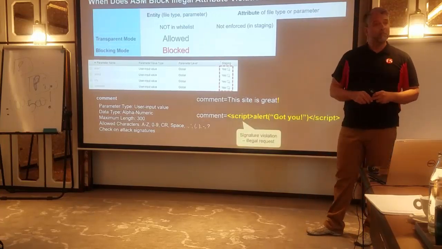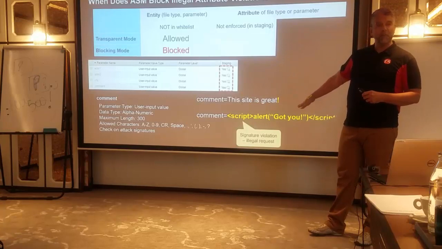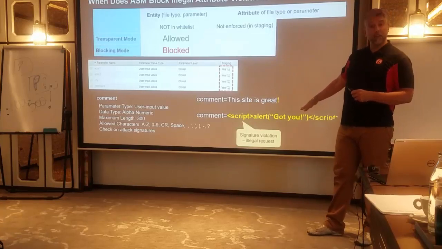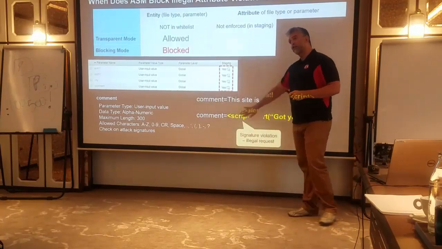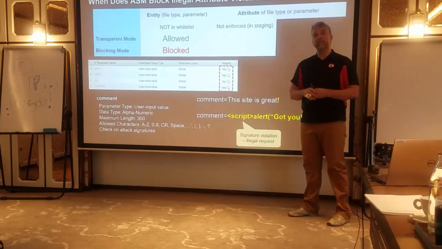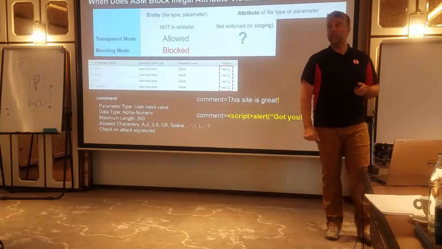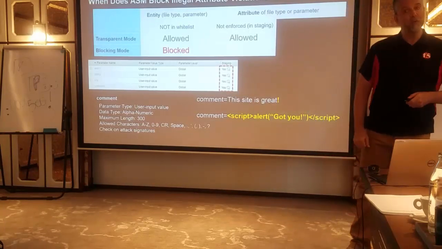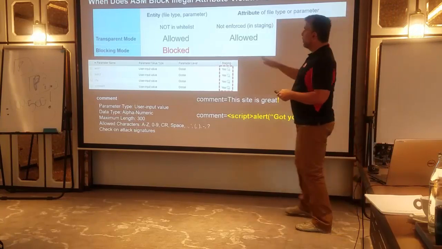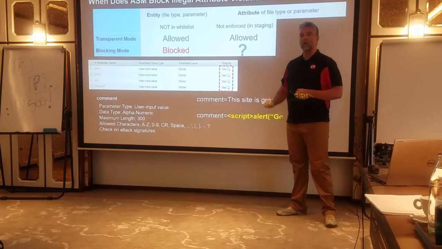Here's another submission for the comment. Some of you probably recognize that. That's a cross-site scripting attempt. So that's going to trigger a signature violation on my parameter. So these two illegal requests, while we're in transparent mode, will they be allowed or blocked? Allowed. Nothing gets blocked in transparent mode. What about when we move to blocking mode? Will these two requests be allowed or blocked?